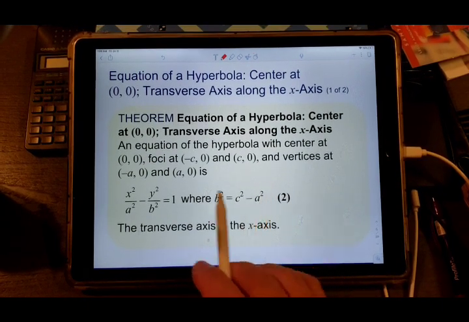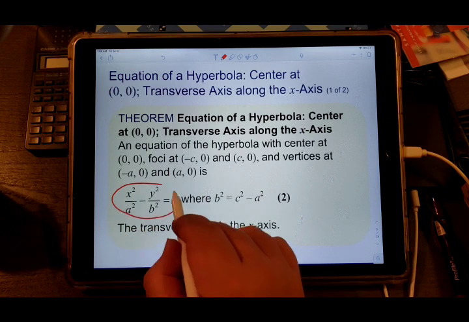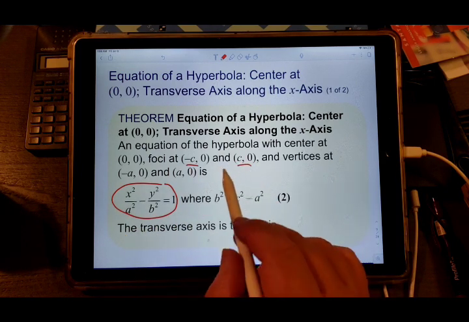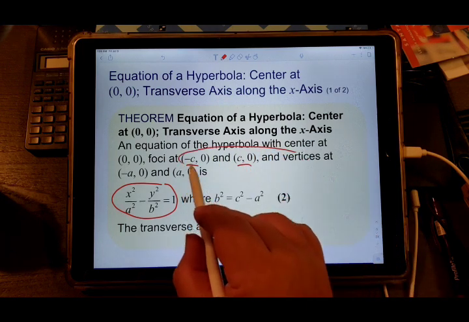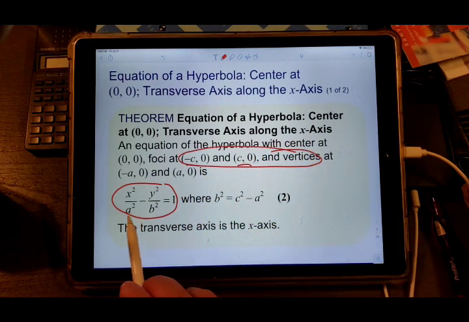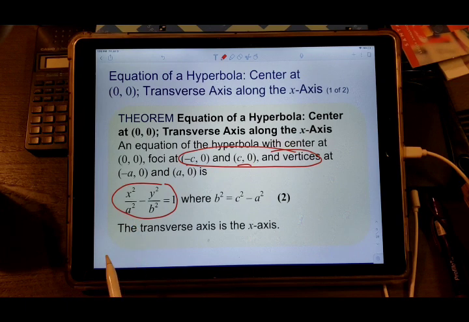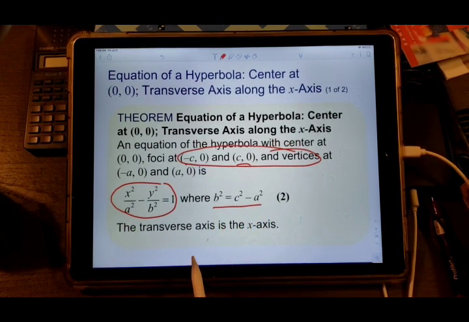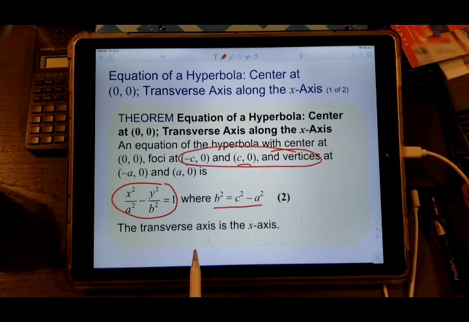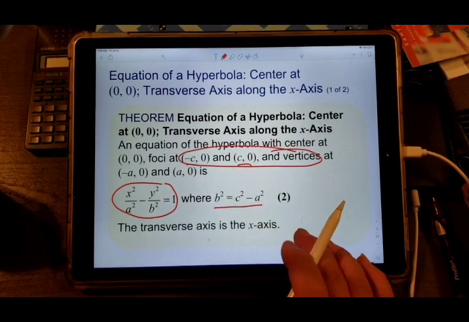Yeah, I really wish they'd start on this before they started on the vertices. So to be clear, the vertices don't really help you graph the hyperbola. What helps you graph the hyperbola is this equation right here. And we have a new formula that we didn't have for the ellipse.